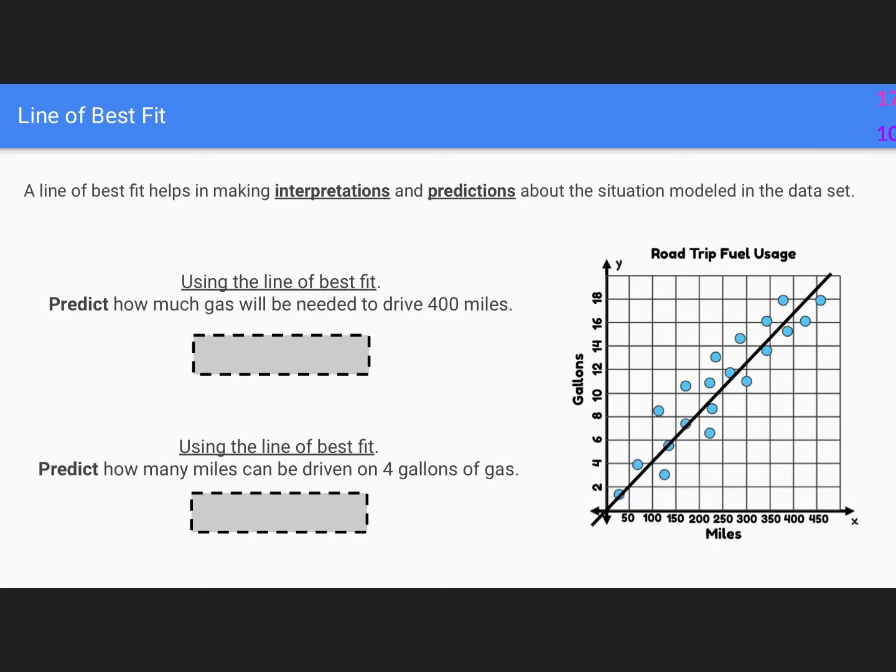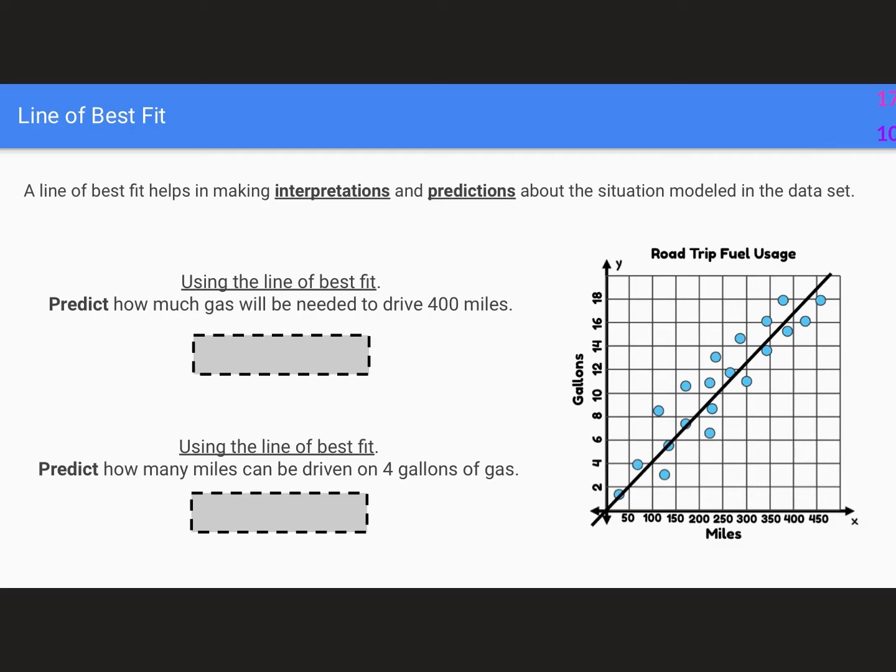So, using the line of best fit, the questions we have before us: predict how much gas will be needed to drive 400 miles, and using the line of best fit, predict how many miles can be driven on 4 gallons of gas. Now, it's very important that we see the question tells us to use the line of best fit.